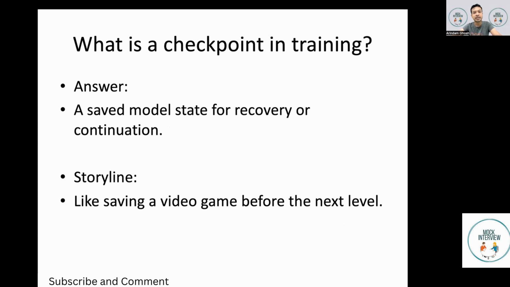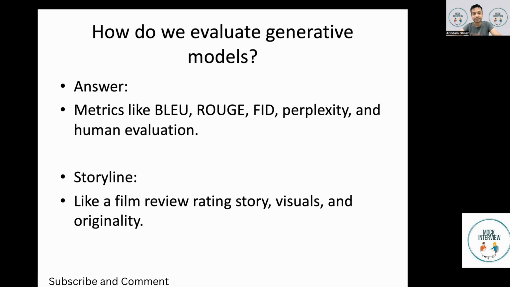Next question, what is a checkpoint in training? Answer, a saved model state for recovery or discontinuation. Storyline, like saving a video game before the next level. Next question, how do we evaluate generative models? Answer, metrics like BLEU, ROUGE, FID, perplexity, and human evaluation, right? Storyline, like a film review rating story, visuals, and originality.